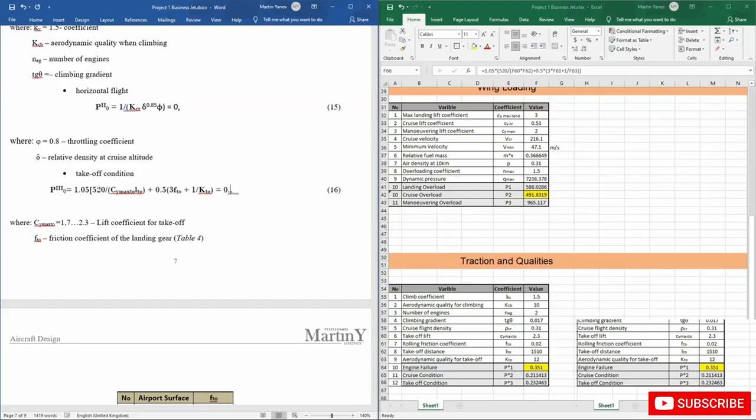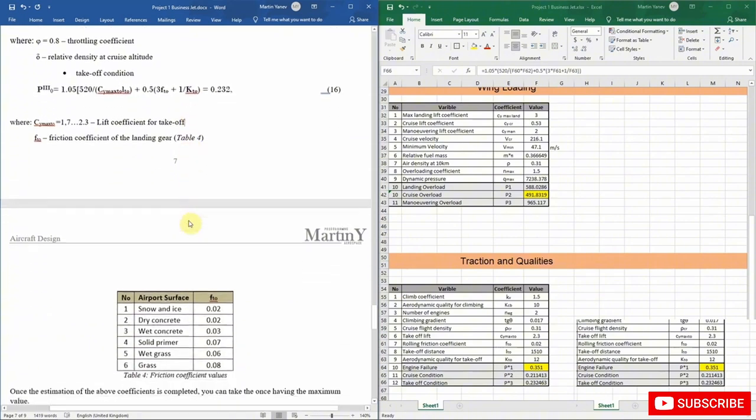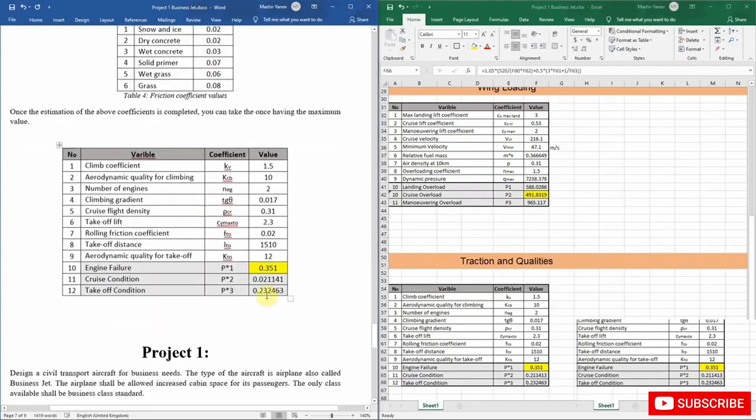So 0.211. Okay, this one was for the previous. So this one is 0.211, and the last one will be equal to 0.232. And that's it, guys. We're ready with this section. We took the engine failure traction coefficient that we're going to be using further in this project for the next estimations.